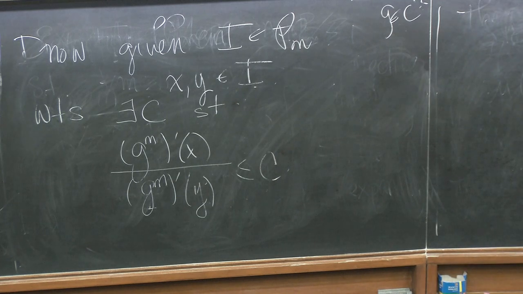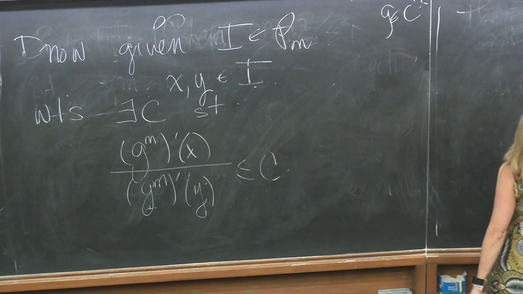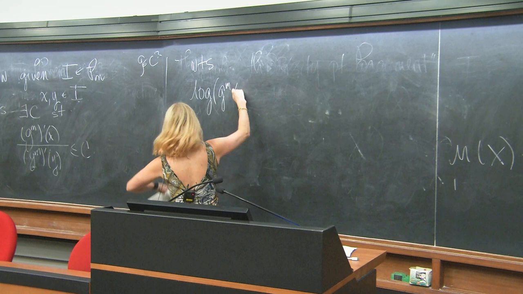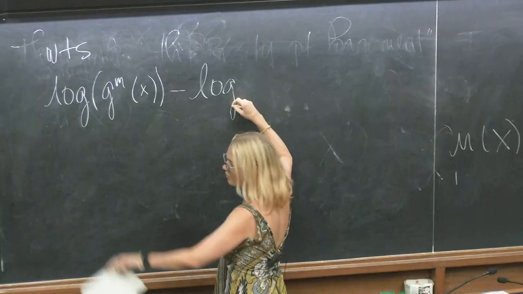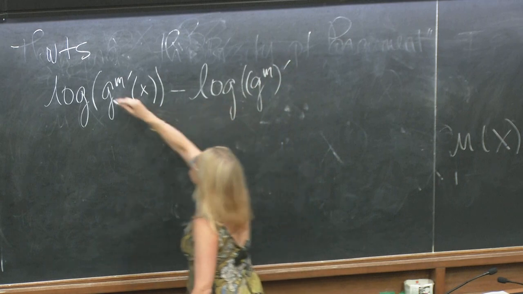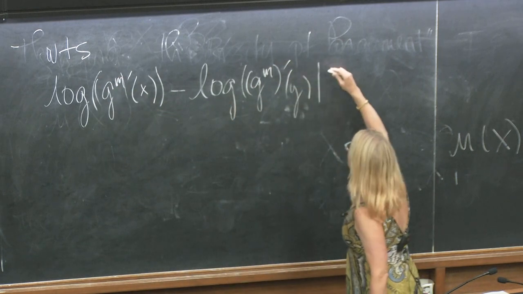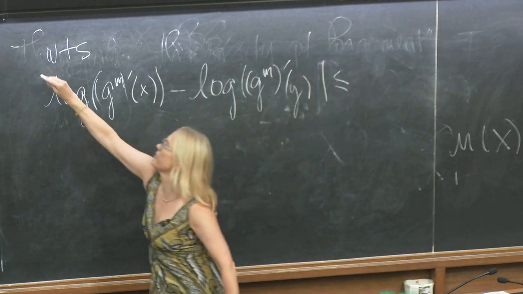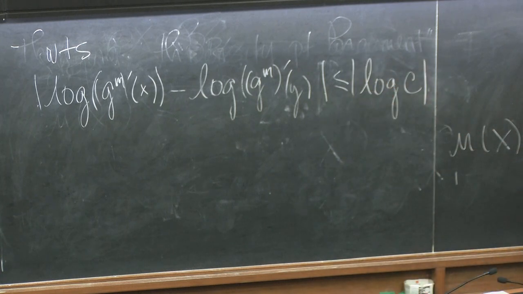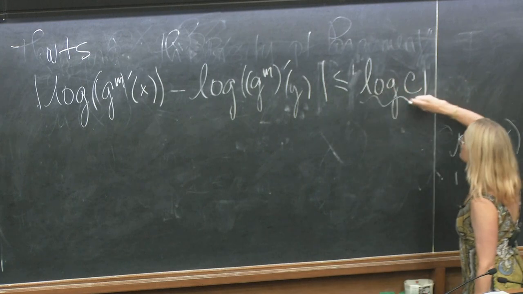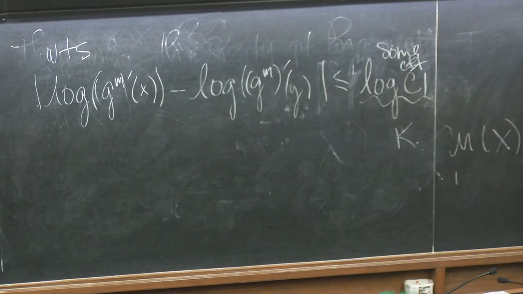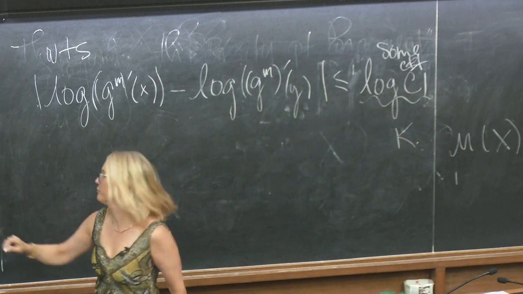So let's take a log of both sides of this expression. So we want to show that the log of g to the m prime of x minus the log of g to the m prime of y, so now I'm using the additivity of the log again, but for ratios, is less than or equal to some constant, let's just call it K. Well, now we use property 3.